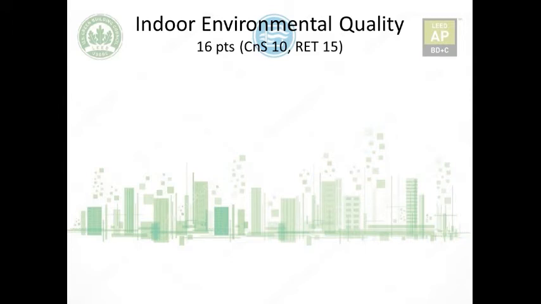Credit category Indoor Environmental Quality, 16 points for all adaptations except for core and shell, which has 10, and retail 15. Now, the reason core and shell has fewer points is because this indoor environmental quality deals mostly with the ventilation, and it is with the HVAC system. So in core and shell, 40% of the GFA is unfinished because it is for the future tenants. So you will see that so many credits are excluding core and shell.